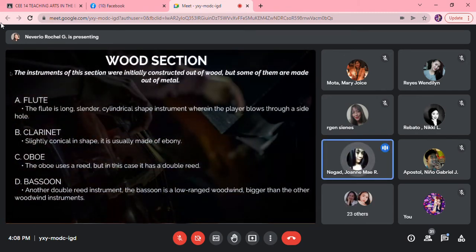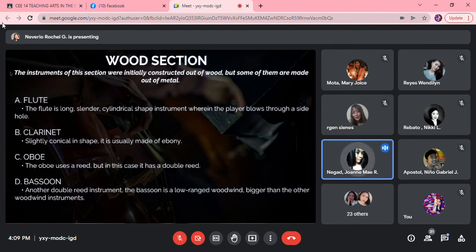So, good afternoon, classmates. I am John Maynagad, and today I will tackle the wood section. The instruments of this section were initially constructed out of wood, but some of them are made out of metal. So, ngayon, mostly na mga instrument dito sa wood section ay gawa na siya sa metal. So, the first one is flute.